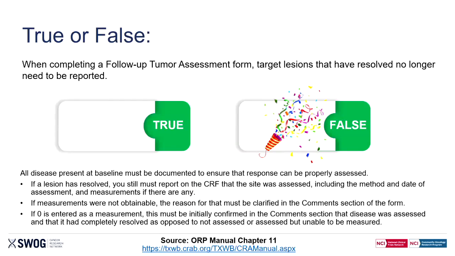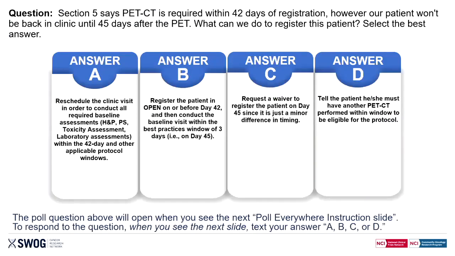Also written in the instructions of the FUTA form is that if disease is still present but too small to measure, to enter a 0.5. Even though you're following the instructions of the form, when you enter that 0.5, you should probably put in the comment section, per form instruction, it was seen but too small to measure. We always want an explanation of what we're reading.